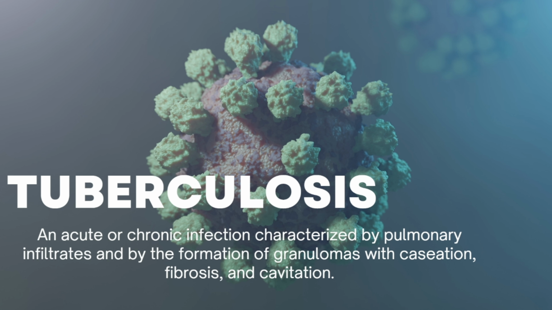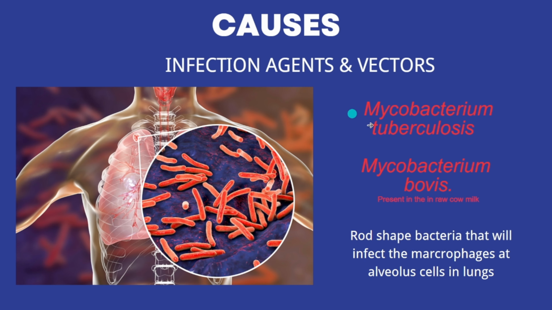And then the third one is TB, tuberculosis. The short form is TB. Tuberculosis is also one type of airborne disease, similar to COVID-19. But the infectious agent is different. TB is caused by bacteria, but COVID-19 is caused by a virus. But the infection area is the same. It also infects the lungs, and they are also airborne diseases.